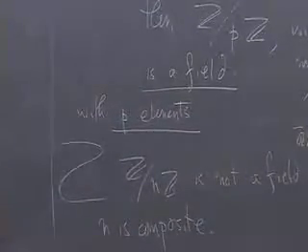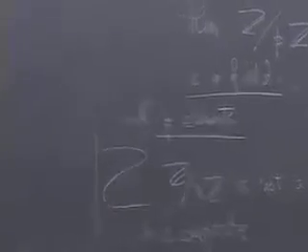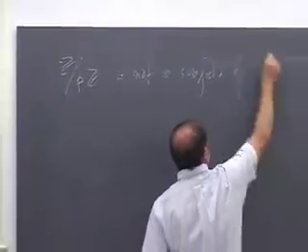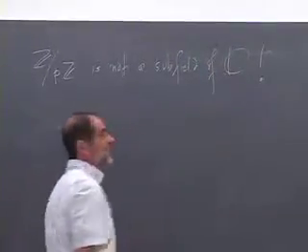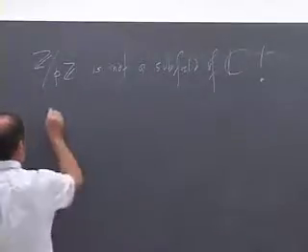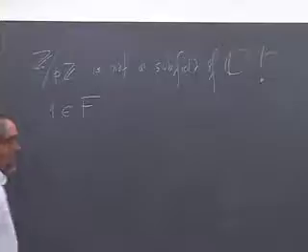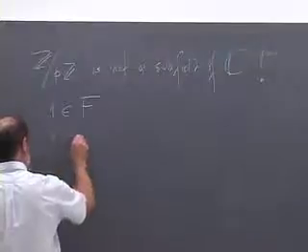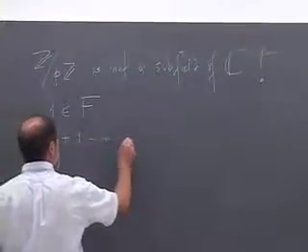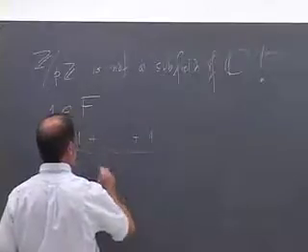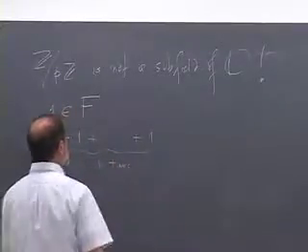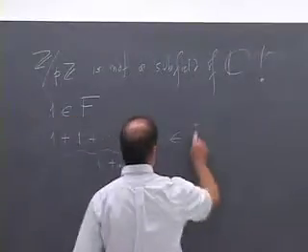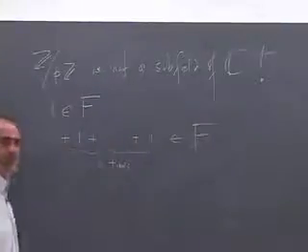Okay? Now, Z mod pZ is not a subfield of C. And the reason is very simple. In any field, you have the element 1. A field has to have a multiplicative identity, 1. And since you can add 1 to itself any number of times, you can add it to itself n times, and you get a new element in the field, for every integer n.